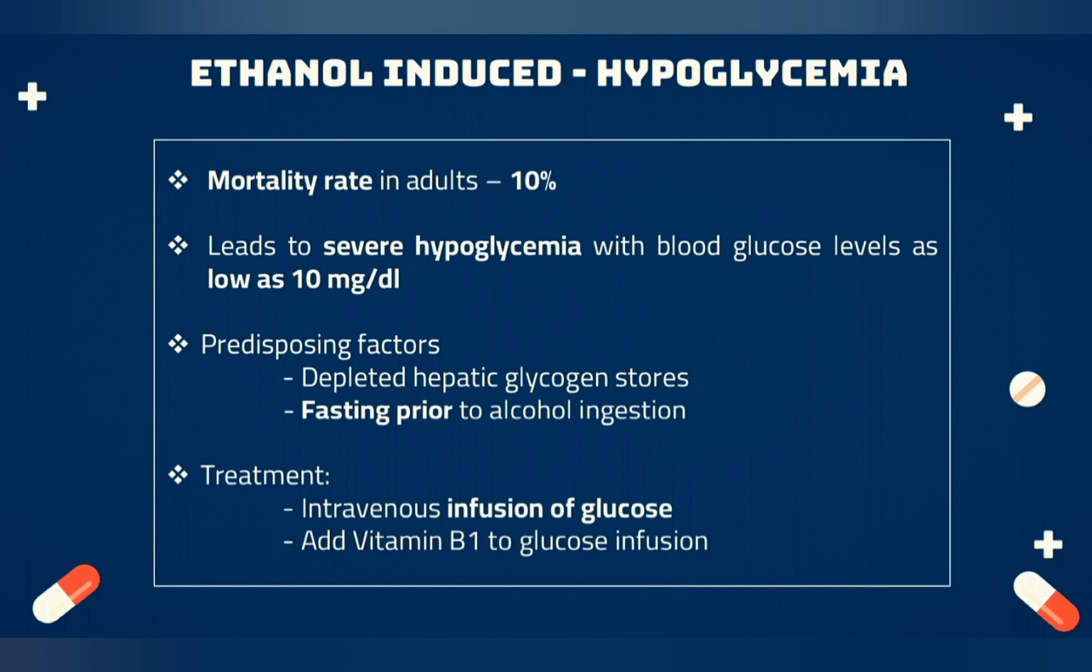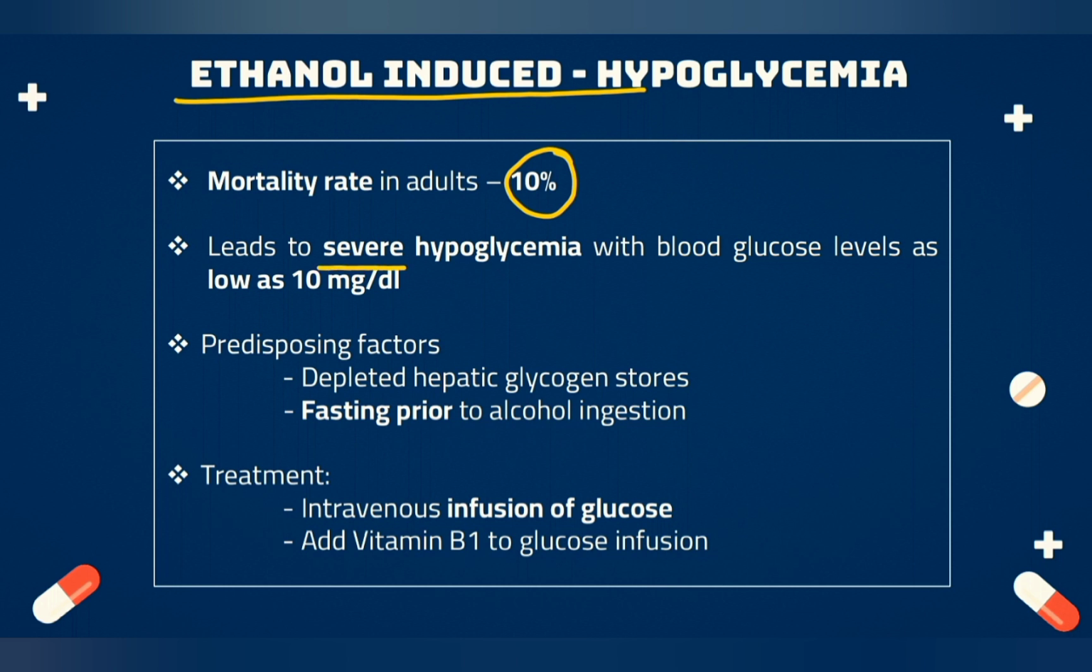Now let's discuss hypoglycemia with ethanol-like drugs. With these, the mortality rate is very high, approximately 10%, and ethanol produces such severe hypoglycemia that the glucose level can reach up to 10 mg per deciliter and even less than 10 mg per deciliter. And there are two predisposing factors for hypoglycemia with ethanol.